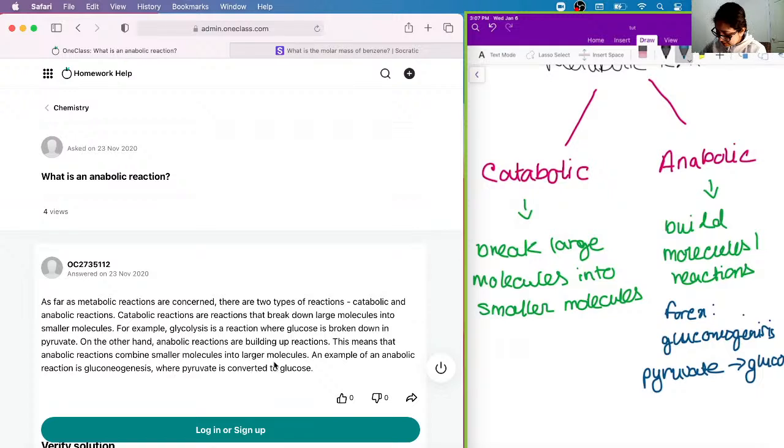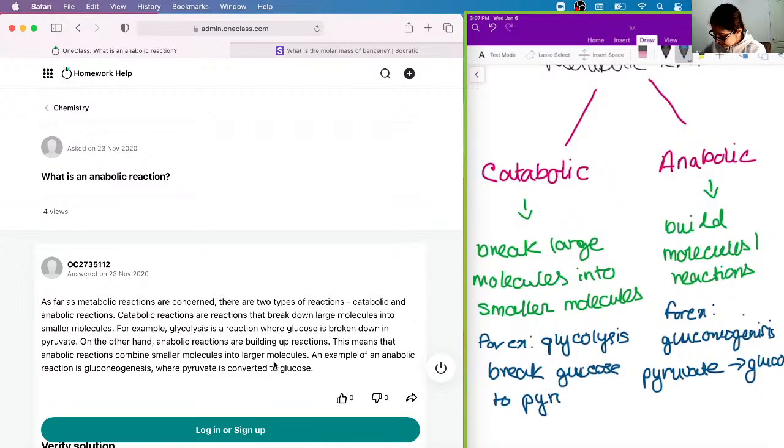And for an example of a catabolic reaction, we could say glycolysis, which is the opposite. Glycolysis is where you break glucose down to pyruvate. So you can see this is basically the opposite of what you're doing for gluconeogenesis. And this is how you can compare catabolic reactions with anabolic reactions.